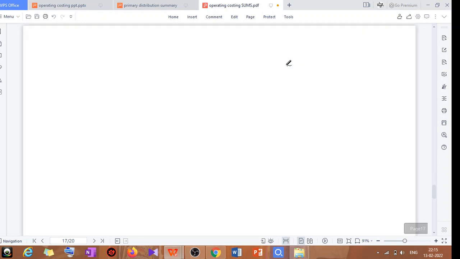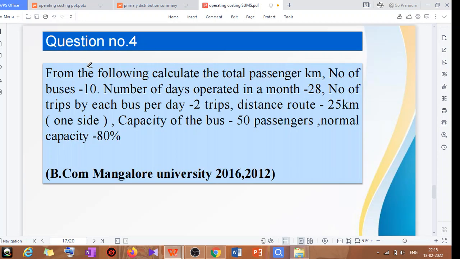Okay, see the next question. That is question number 4. It is from 2016 and 2012 question paper. Okay, see this question. From the following, calculate the total passenger kilometer. Number of bus 10, number of days operated in a month is 28, number of trips by each bus per day 2 trips. See, be careful with trips.